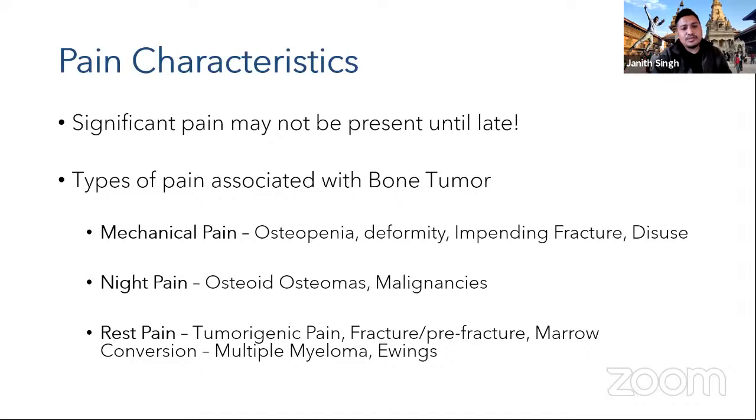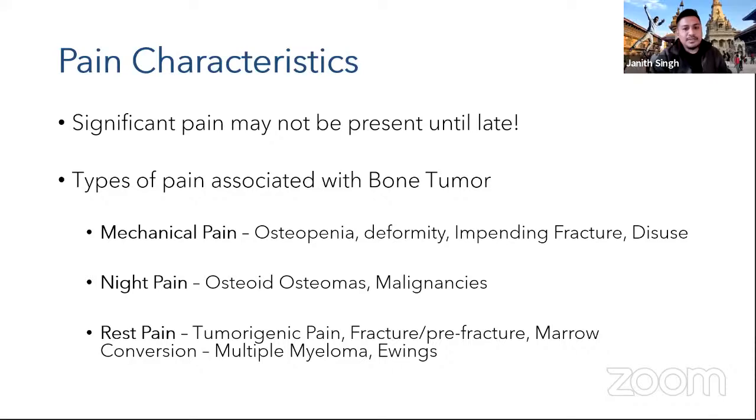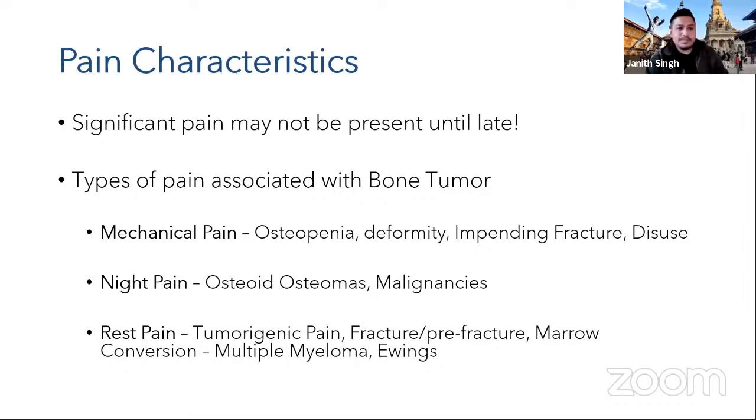Rest pain. Now, it's very important to know that when someone has rest pain, it can be due to tumorigenic pain, because the amount of tumor cells in that particular bone, in that particular lesion, is so much that the patient has pain even when he's resting. It could also be present if there's a fracture or a microfracture or pre-fracture state. And sometimes if there is marrow conversion, if there is infiltration of the cancer cells into the bone marrow, it can also cause rest pain.